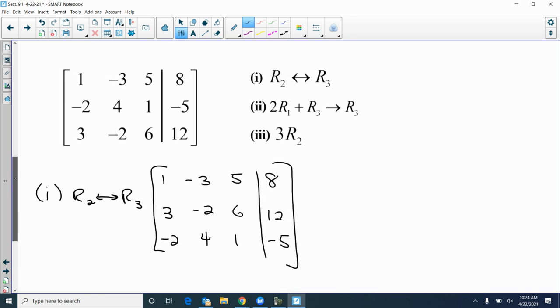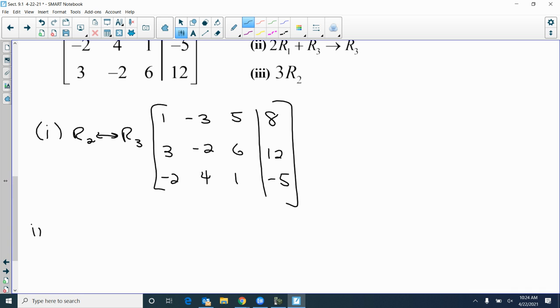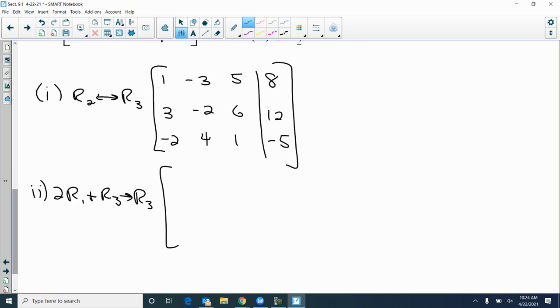Now, when you have a set of steps, you take the answer from step 1 and use it for step 2. Don't go back to the original one. So now this is the one we're going to work with. For step 2, I'm going to take 2 times row 1 plus row 3, and that goes in for row 3. Row 3 will be the only row that is different. So I got 1, -3, 5, 8. And now row 2 will still be the same.